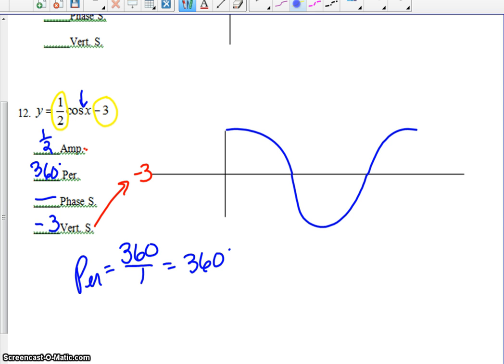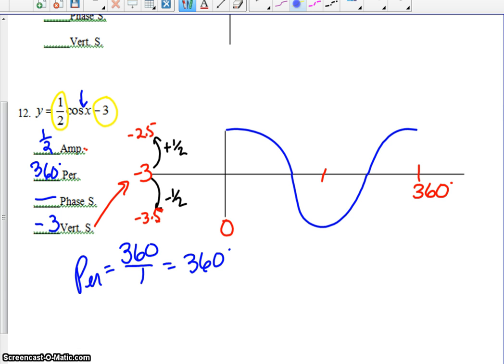A half greater than that. So now I'm going to go like this, and I'm going to add my amplitude above, and I'm going to subtract my amplitude below. So -3 plus a half is -2.5. -3 minus a half would be -3.5. Okay, so I'm really looking at these points when I'm looking at an assignment to say, okay, do you have all the points needed? All right, we're starting here at 0, and I do the complete cycle in 360 degrees.